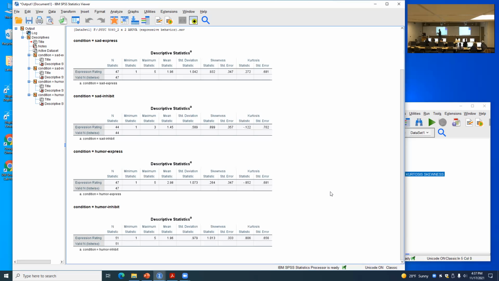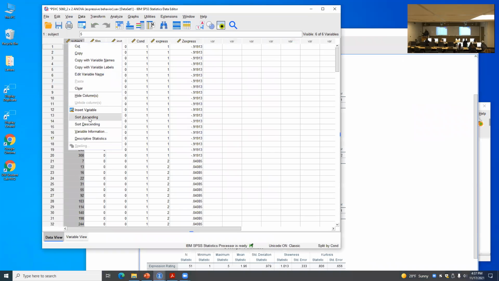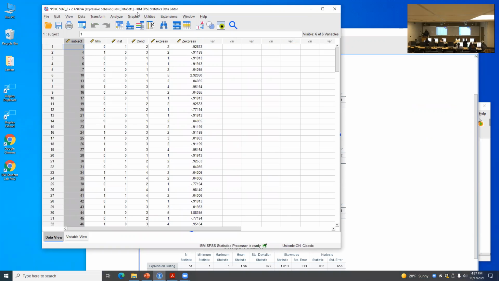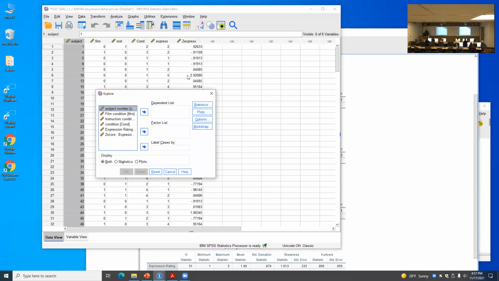So what I'm going to do now is go through and take a look at our distribution. So I'm going to go back to my set. I'm going to just sort the file just so it turns the split off. Now I'm going to go to descriptives, explore.